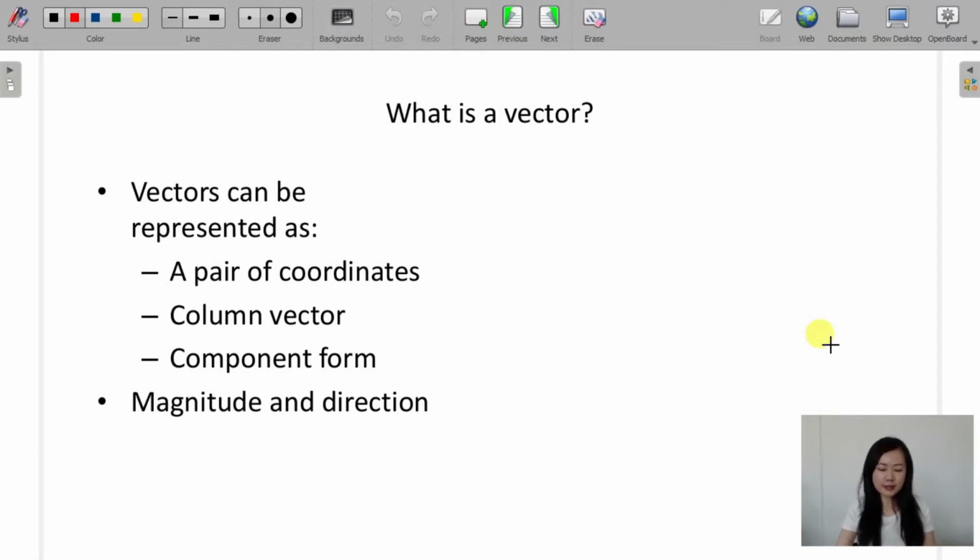What is a vector? I've talked about it in my previous video. It's just little arrow things with a magnitude and direction. The key point for this lesson is that it can be represented in multiple forms. It can be represented as a pair of coordinates, so for example (2, 3), and literally what it looks like on the diagram, let me draw this.